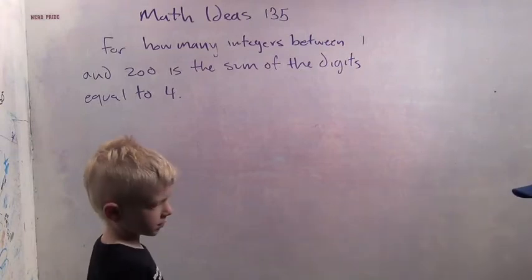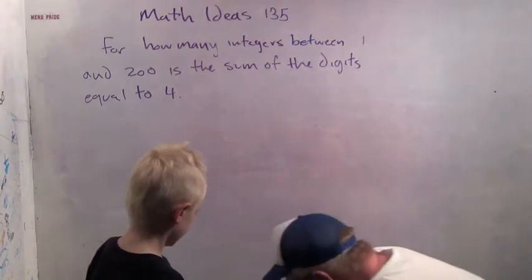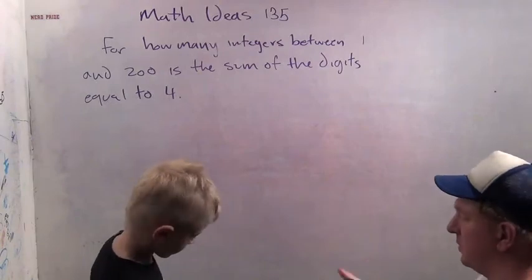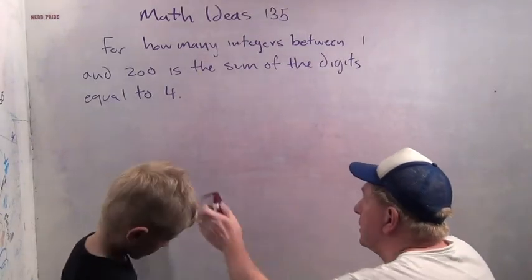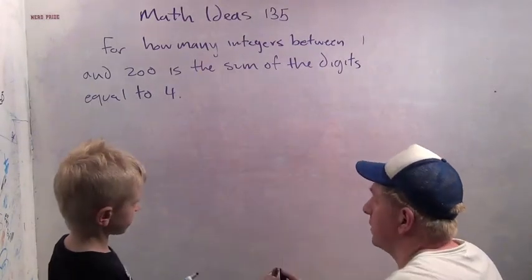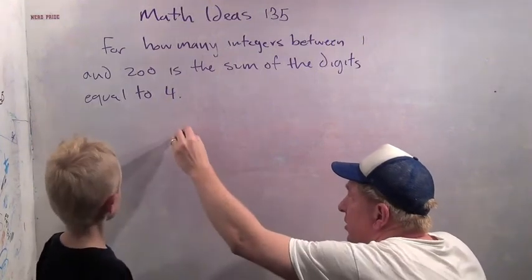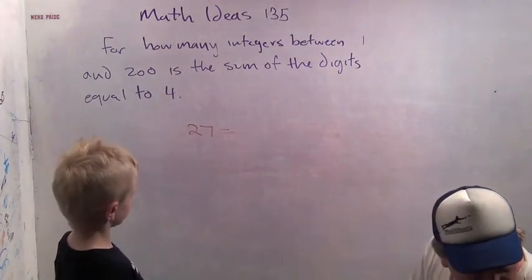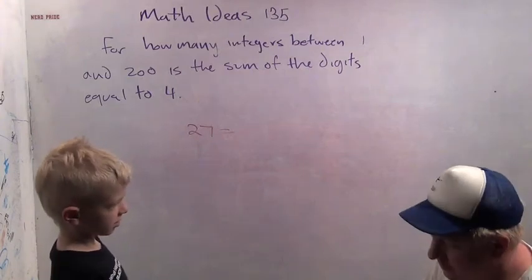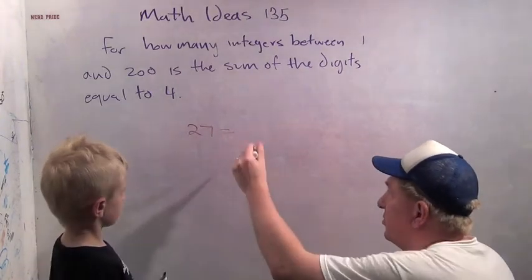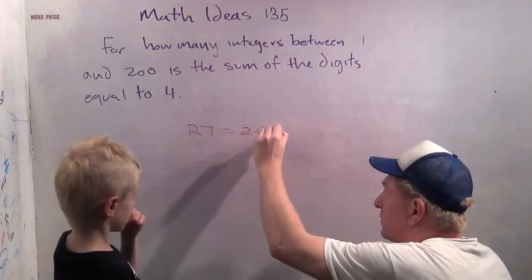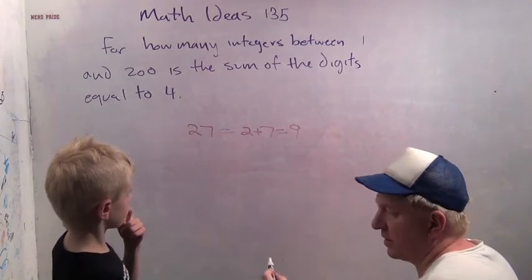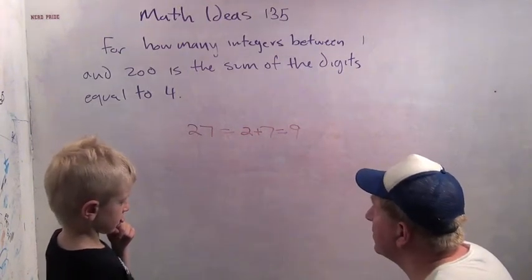Well, first of all, do you know what sum of the digits means? It means, like, 1 plus 2 is 3? Yeah, so if I have a number like 27, the sum of the digits is 9, because 2 plus 7 equals 9.